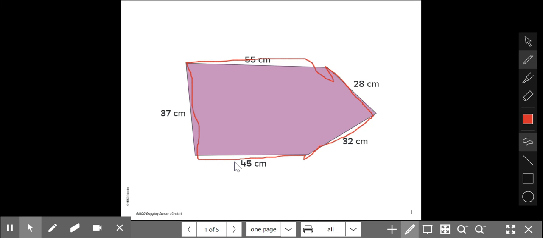Now, as we go on, we will find that there are some shapes where we may not need to know every measurement of every side. Unlike this one, which had 5 sides and each side had a unique measurement, some shapes will have the same measurements on 2, or maybe even 4 or more sides.